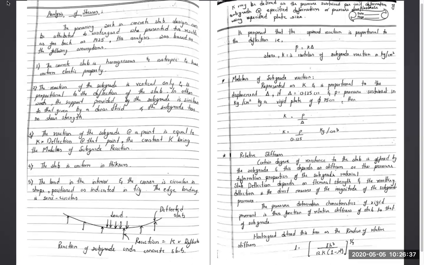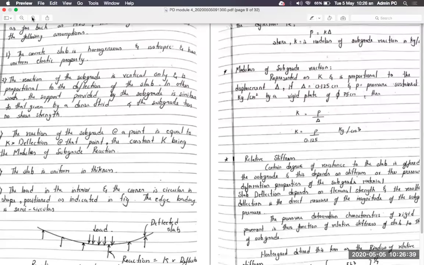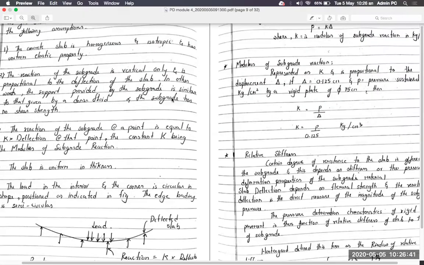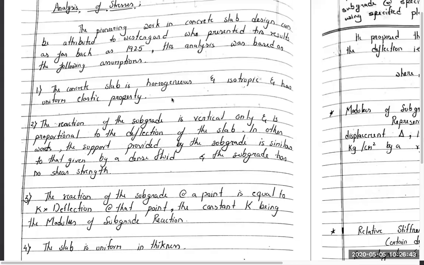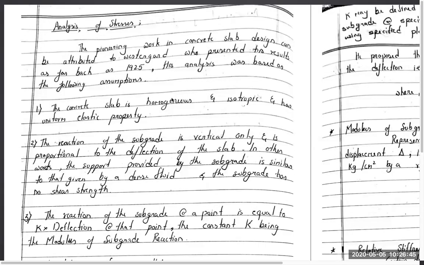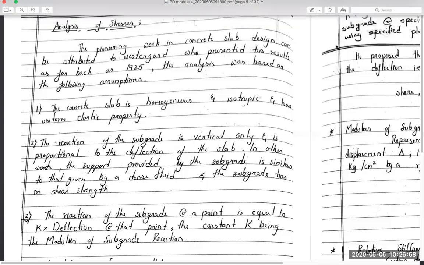Okay, so we'll come to the stresses in rigid pavements. How do you think that the stresses in rigid pavements are caused? What are the various stresses in rigid pavements? Can you name some of them? How are the stresses caused?